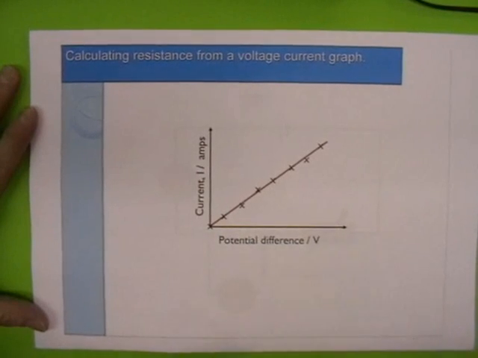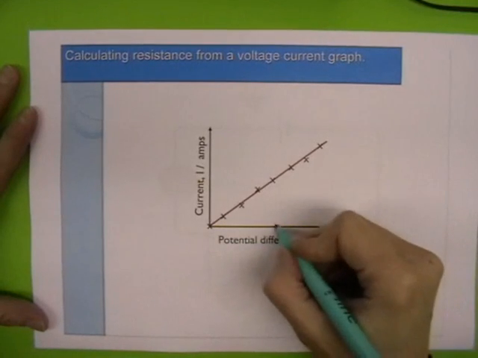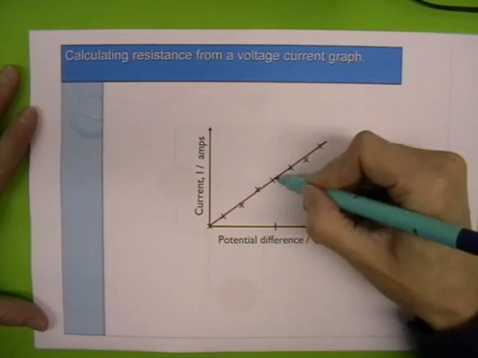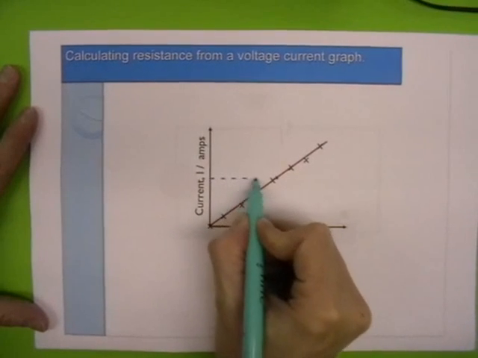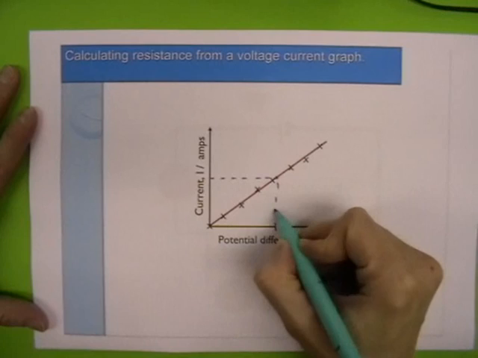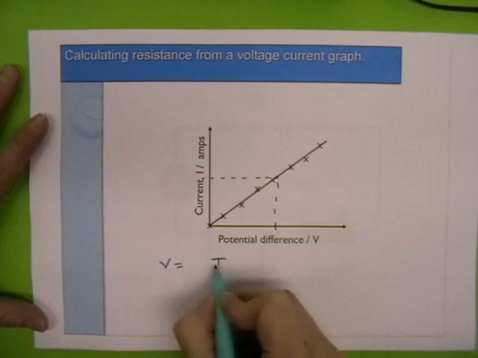When the graph's given to you this way, what you can do is you choose a value of V and go up to your line and then work out what your value of I is from that. And you'd use Ohm's law then to calculate your resistance. So V is equal to I times R.